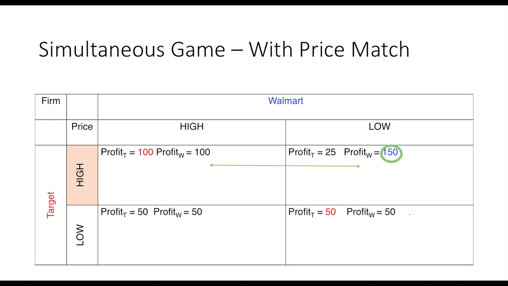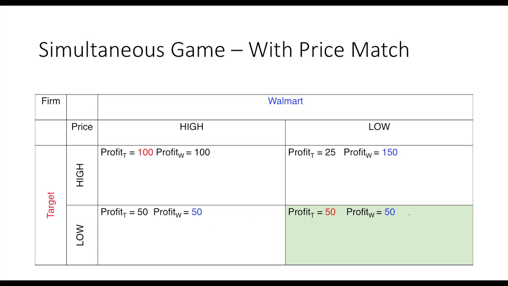Now we'll evaluate Walmart's best moves. When Target is set at high, as always, Walmart must select high or low. Walmart will select low because it delivers the higher profit. When Target is set at low, Walmart must select high or low, but this time they both deliver the same profit. Therefore, Walmart would benefit equally from either choice.